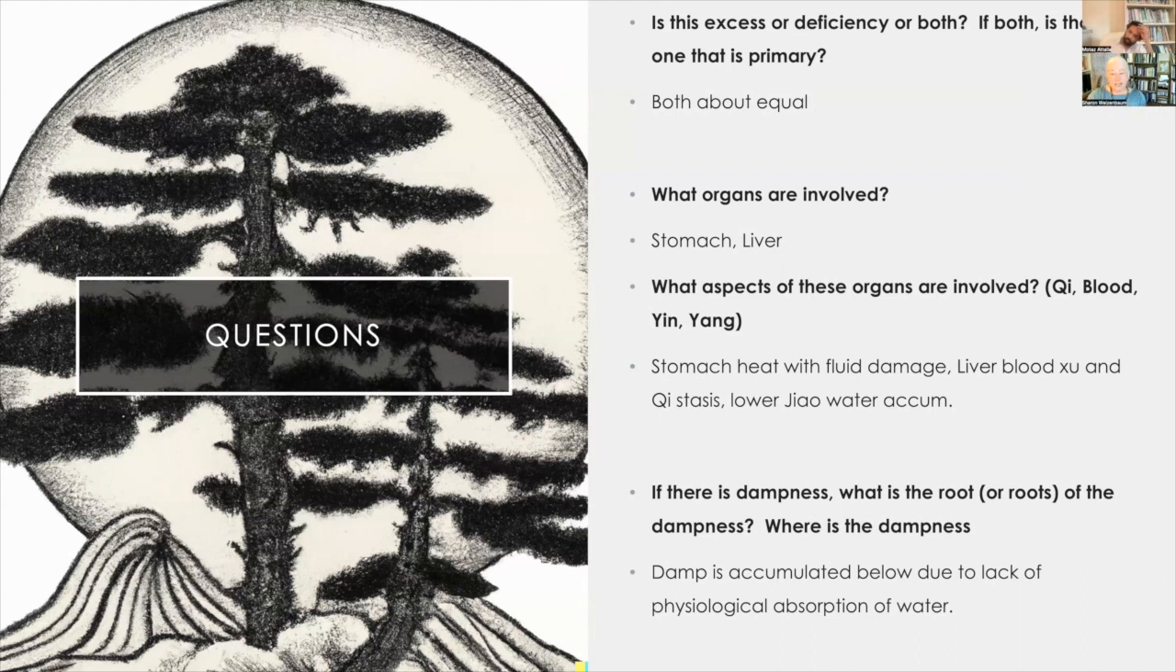A question to ask: if there's dampness, what's the root of the dampness and where is it? There's damp accumulated below in the lower jiao, and it's there because he's not absorbing the water. It's kind of like he's dry like a desert, and when it rains in the desert, the water just pours through without being absorbed, and it pools. It goes out, but it also pools.